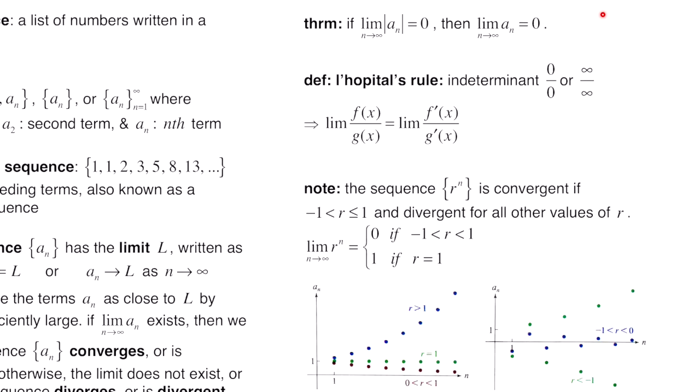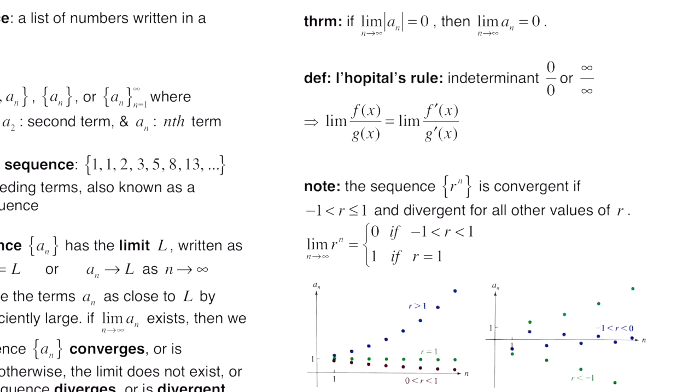Here we have a few more theorems and definitions for sequences. If the limit as n goes to infinity of the absolute value of a sequence equals 0, then the limit of that sequence will also equal 0. For L'Hopital's rule, if you have a sequence that's of indeterminate form, 0 over 0, or plus or minus infinity over infinity, then taking the limit of the quotient is the same as the limit of their individual derivatives.